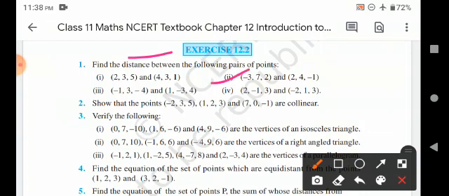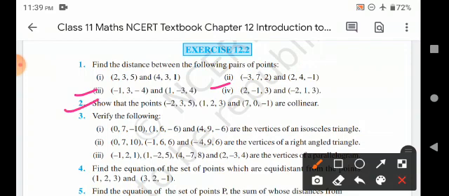Similarly, we can solve the second sum. Let point A be (-3, 7, 2) and point B be (2, 4, -1). Once again, by using the distance formula, AB square is equal to (x2 minus x1) the whole square plus (y2 minus y1) the whole square plus (z2 minus z1) the whole square. That also gives the distance between the two points. Likewise, we can solve problems number 3 and 4 by using the distance formula.